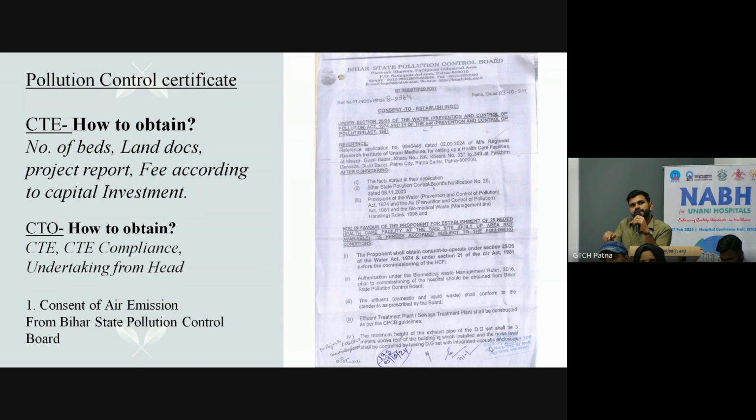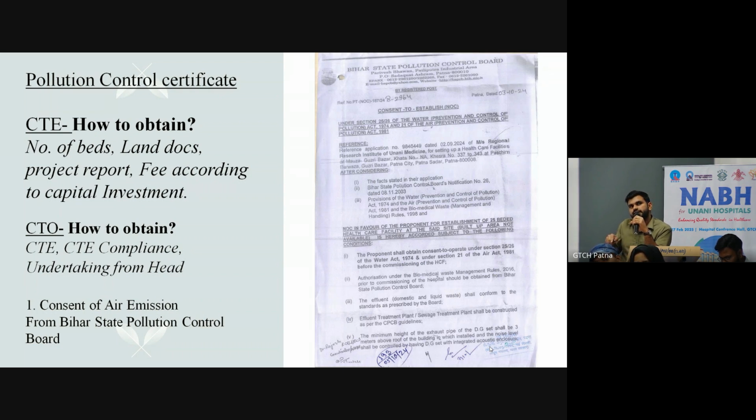These are the documents we need for getting a CTO certificate. First one is CTE already. Next one is CTE compliance. As I told you, these guidelines you need to fulfill. This should be fully compliant. Then they will go for that CTO registration.